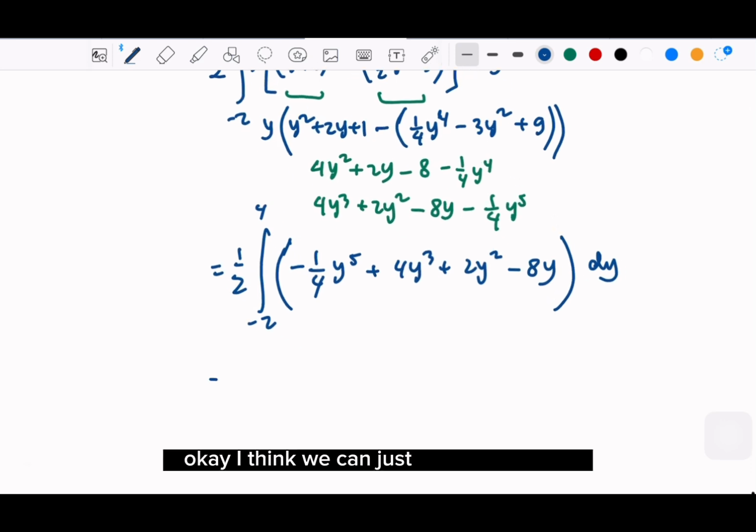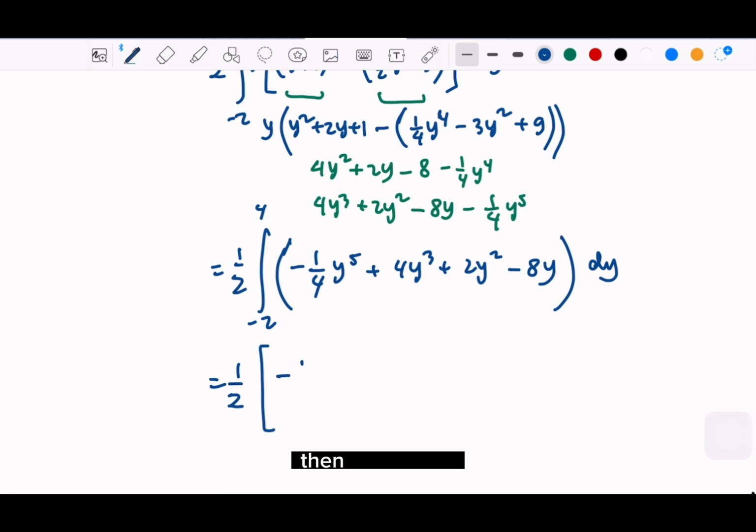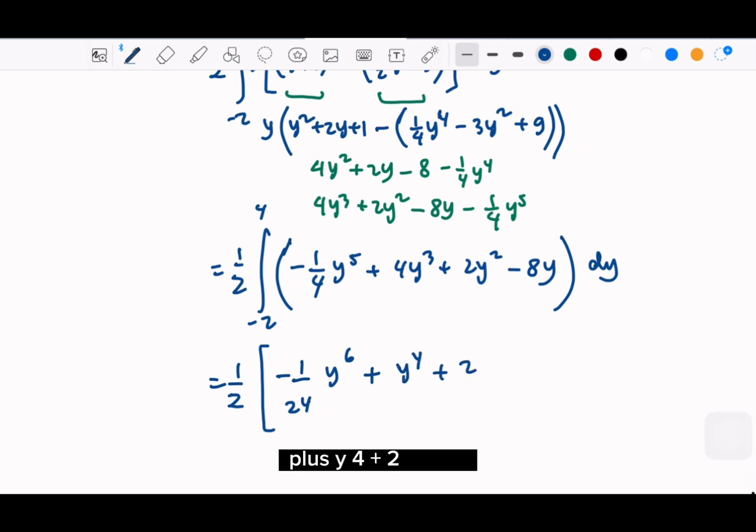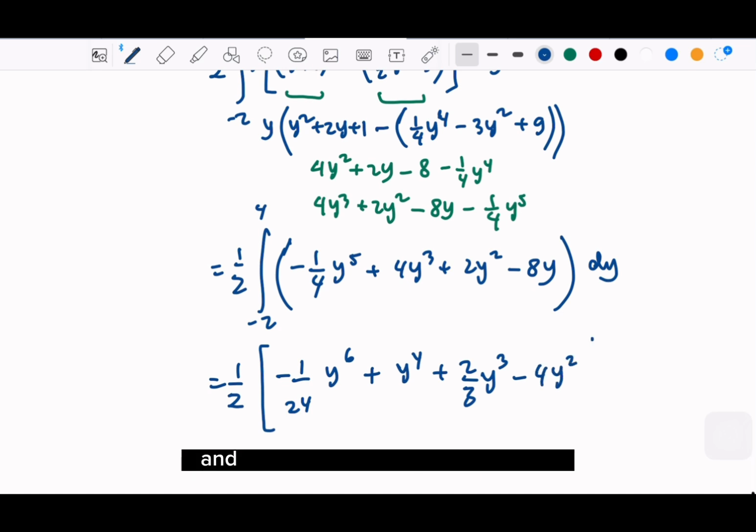Okay, I think we can just integrate. Slowly we integrate y^5, then it's 1/24 y^6. Oh, sorry, it's supposed to be 1/24 y^6 plus y^4 plus 2/3 y cubed minus 8/2 y squared, and then plug in negative 2 and 4.